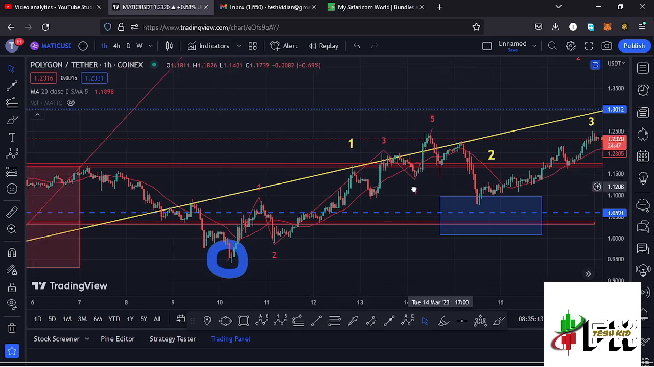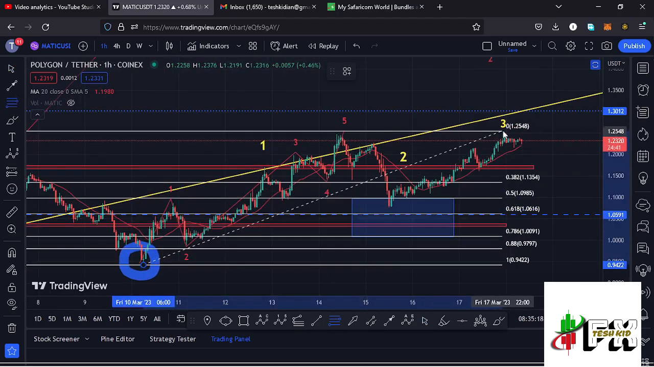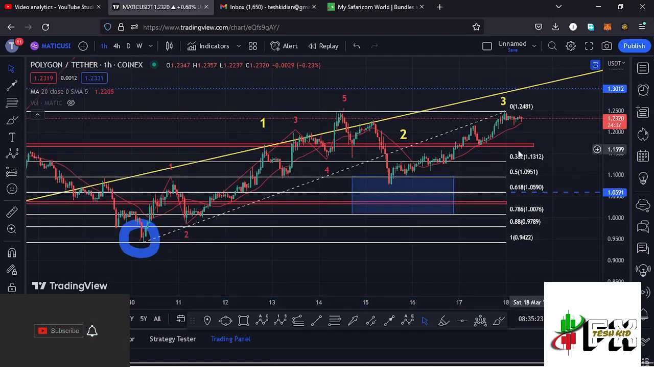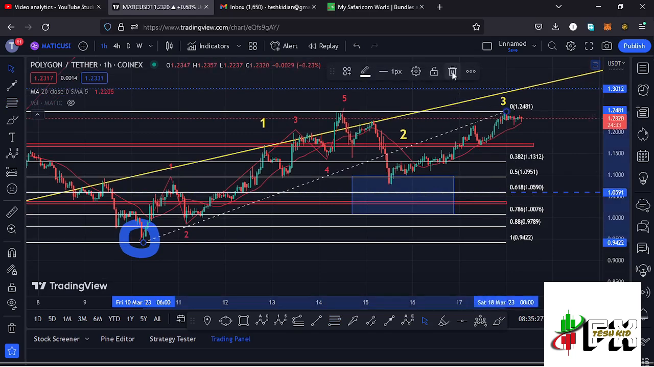Then we started a corrective structure in the formation of this wave 2, and using the Fibonacci connecting them from the low of the first wave to the high of that wave 1, that gave me a minimum retracement area between the fib level 0.5 and the fib level 0.78, which is a target area that we fully maximized.